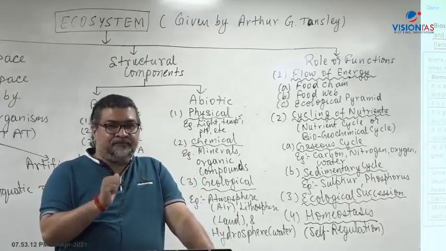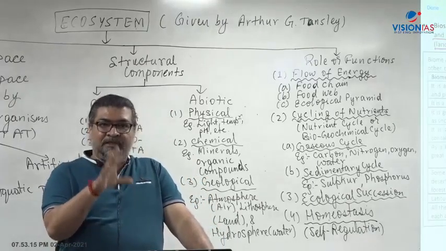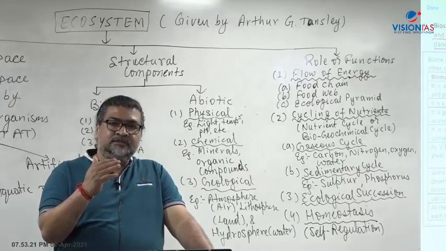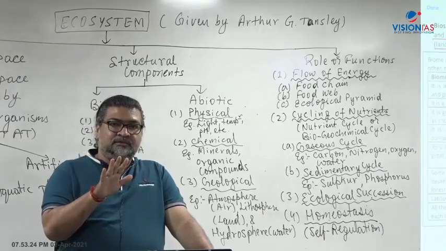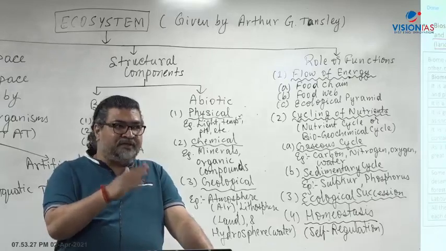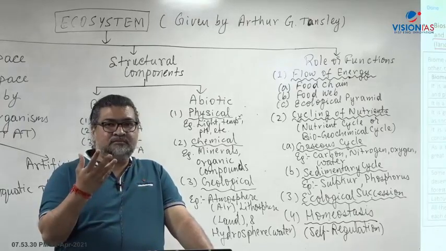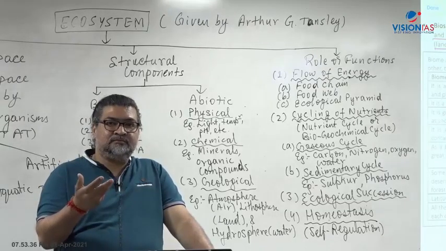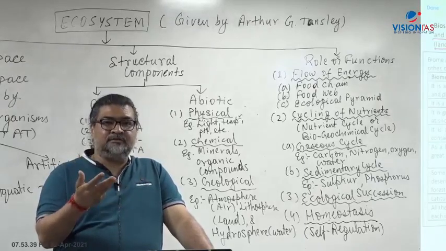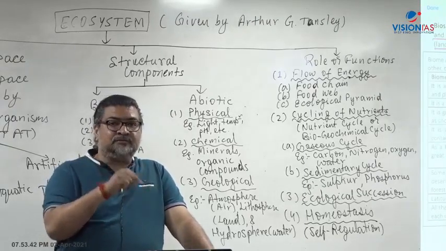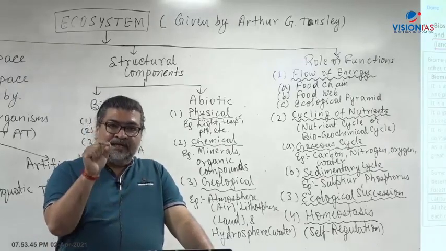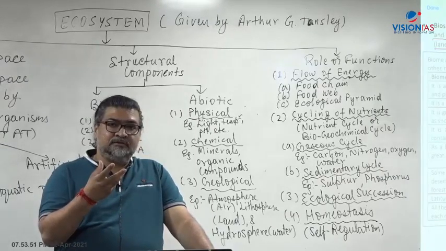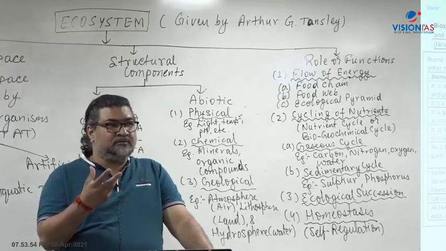If there is a forest fire, a wildfire, or we carry out deforestation, and if we leave it untouched, you'll find after 10 years, 20 years or 50 years, the forest will come back. The regeneration of forest, that is a natural process. So that is a kind of self-regulation. There are some natural processes which control its own function.